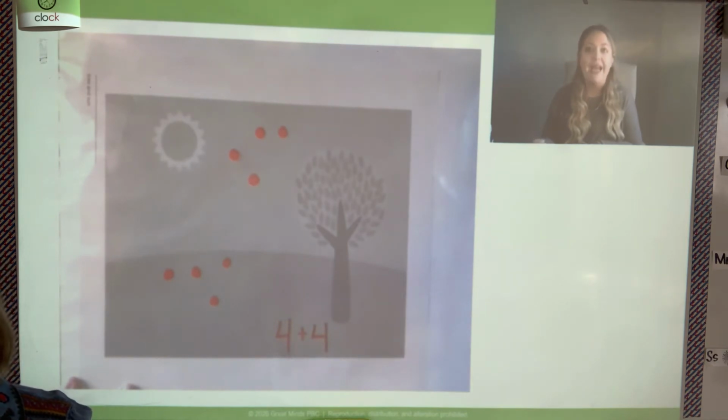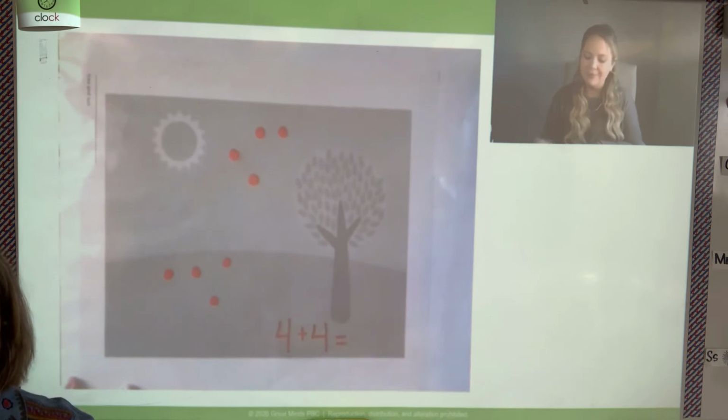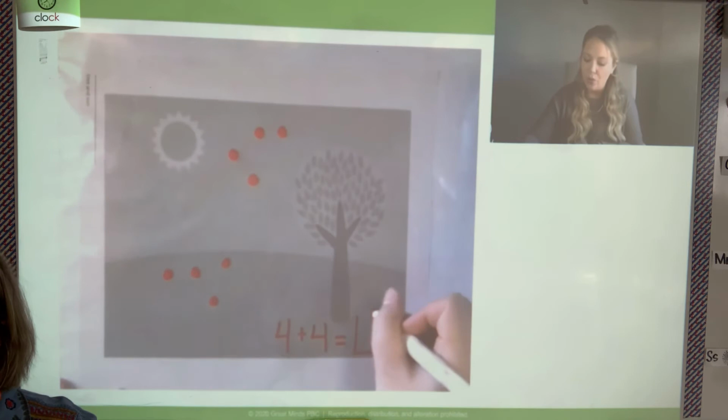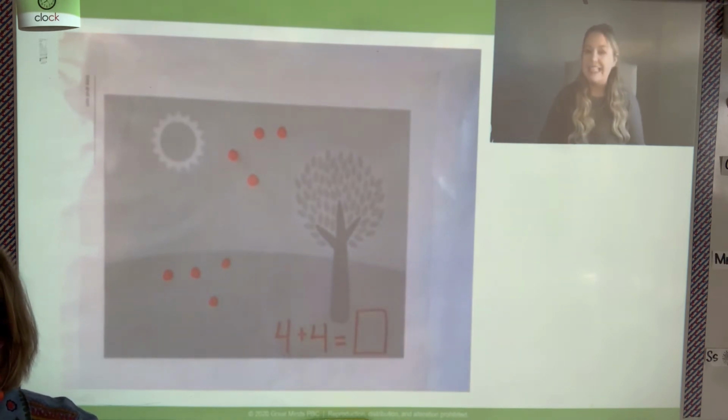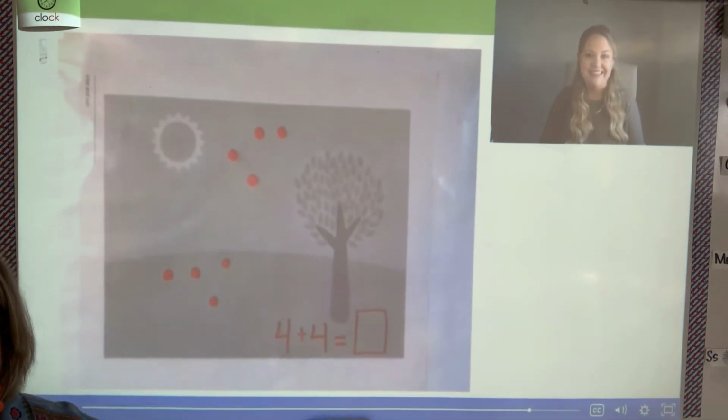Then let's also add our equal sign. We want to find the total. See if you can find the rest of the number sentence. Push pause and do your work now. Okay. Write the total in your mystery box. Good job, Smriti.